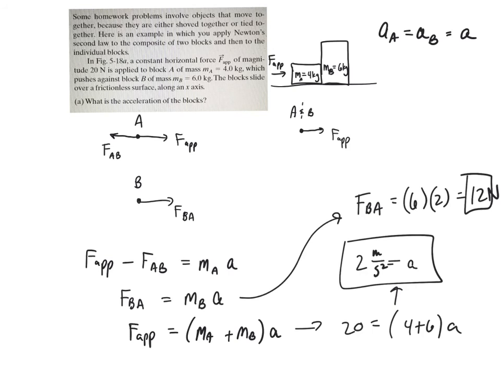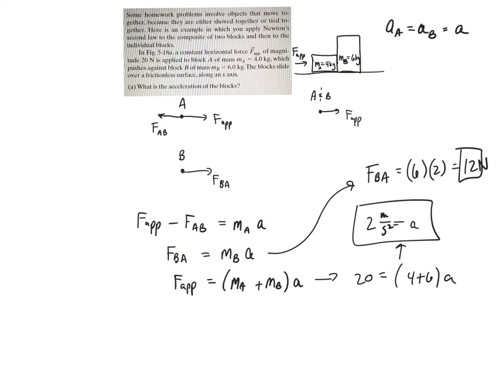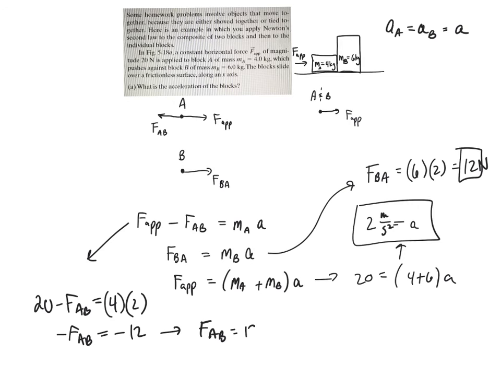Sorry. How about this last part here? Let's take a look at this equation, and let's solve for FAB. Let's solve this last equation for FAB. So given the values that we know now, let's see, F applied is 20 minus FAB equals 4 times 2. Negative FAB equals negative 12. Therefore, FAB equals 12. Okay, yielding the same answer that we got earlier.